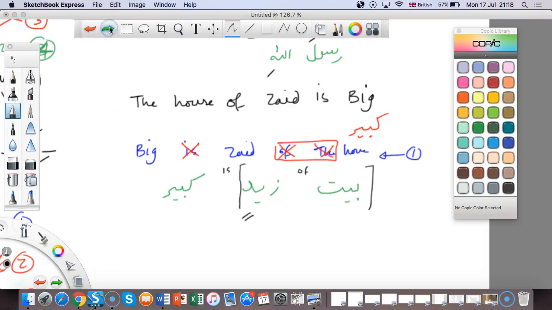So you give Zayd a single kasra, but bayt is not only in the of rule, it's also in the is rule, so you have to give it dhamma. And Kabir is the second word of the is rule, so you give it two dhammas, not kasra. It's the khabar.